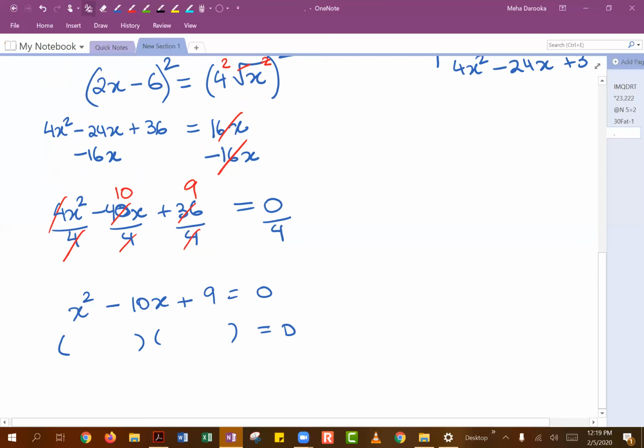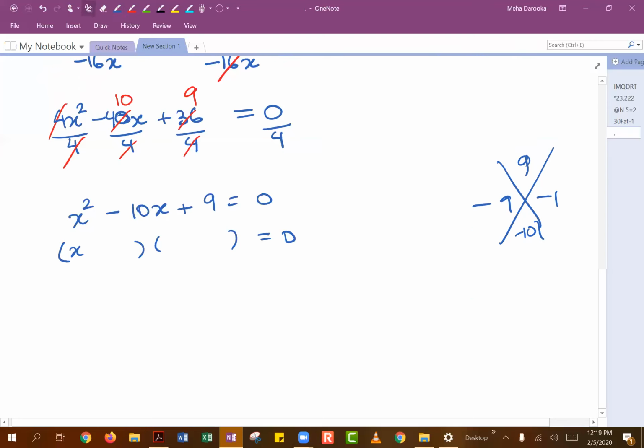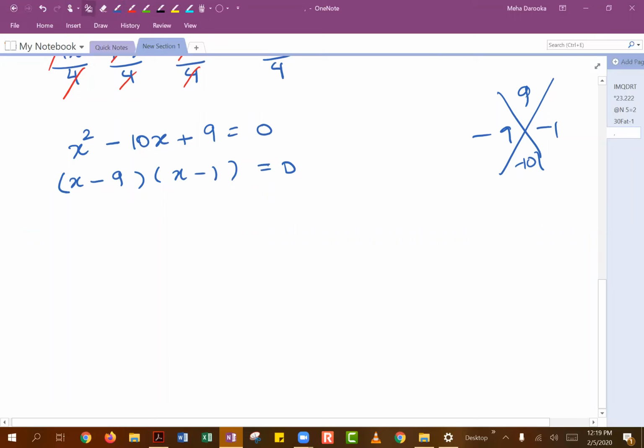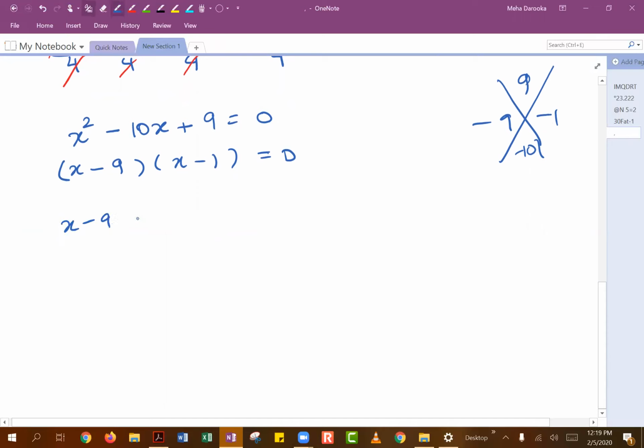Okay, so think about two numbers that multiply to give you positive 9 and add up to give you negative 10. Okay, so they will multiply to give us positive 9 and they will add up to negative 10. Yeah, very good. So that means you are looking at x minus 9 and x minus 1. So then what will our two answers be from here? Very good. Take each factor, set it equal to 0.